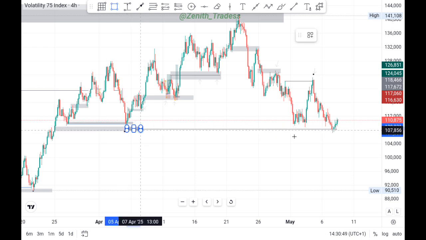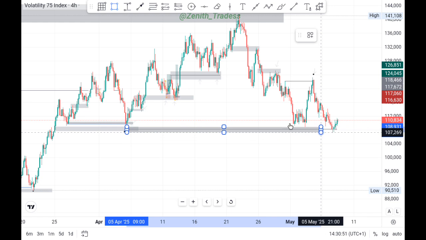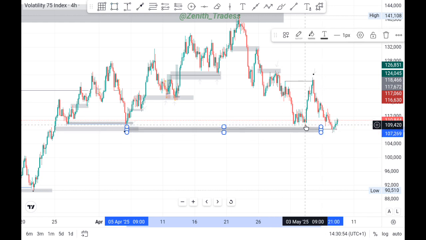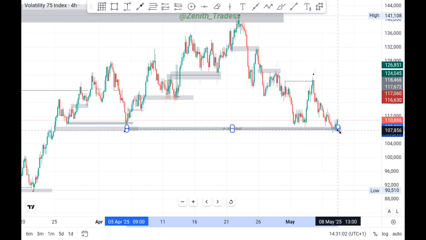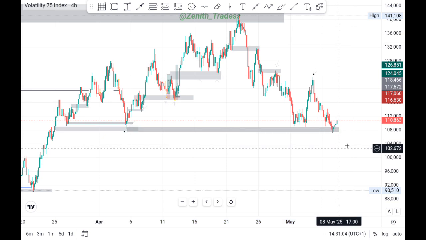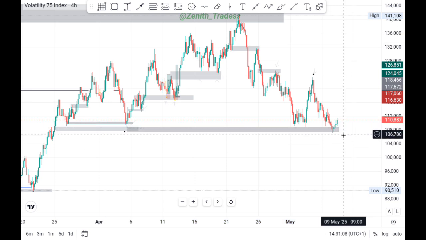It came here for the first time. See this rejection block. It tapped on the rejection block here. It rejected, giving us CRT, going up to this structural high. It came back for the second time. It still did not break the block. Meanwhile, it just tapped inside it and rejected at the midway of it. That mid part of it gave us a CRT and it's now trading up.